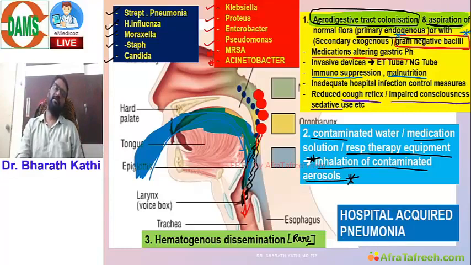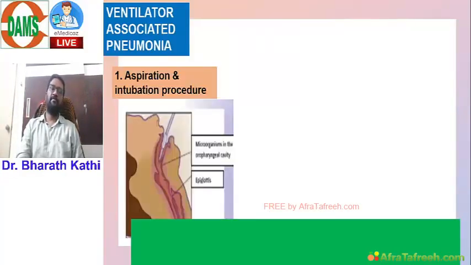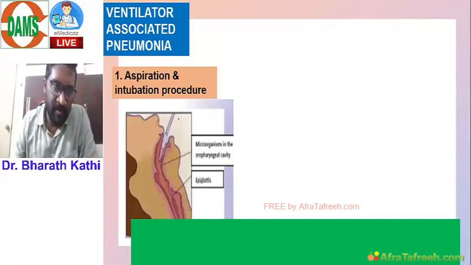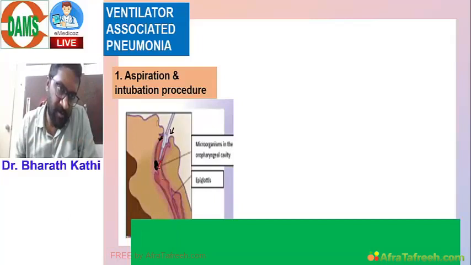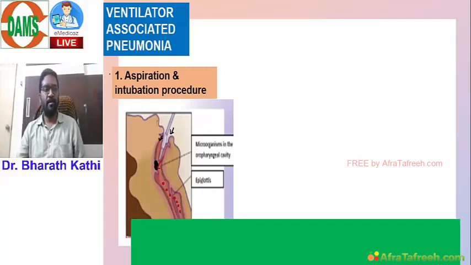So I'll show you the mechanisms again with the help of a few images. So first is during the intubation. Now you are putting a tube. Suppose there are organisms in the oropharyngeal cavity. This tube can push these organisms. It will hit the organisms and it can push them into the respiratory tract. So first is aspiration during intubation procedure.